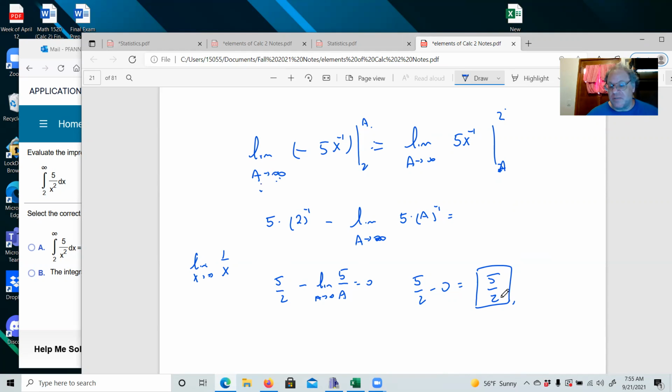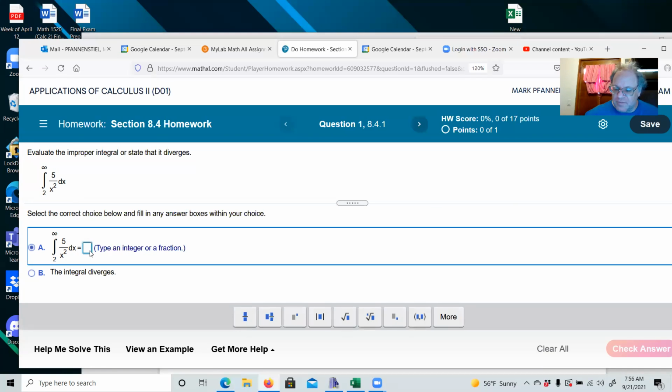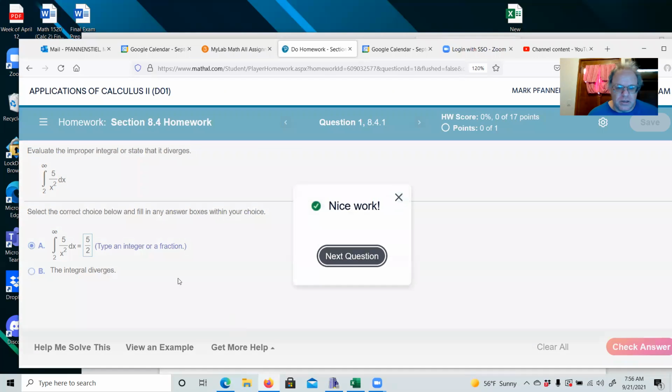So it doesn't diverge, right? It goes to a value. We're good. So we're just going to say, well, this is 5/2. So this is 5/2, and then we're set. So we'll check. Fantastic.